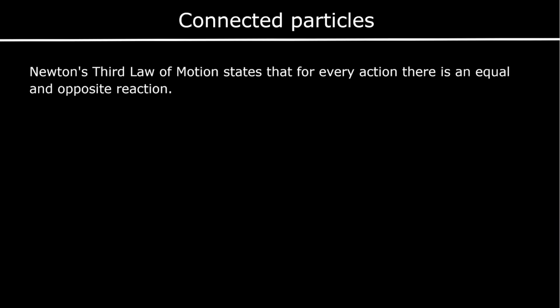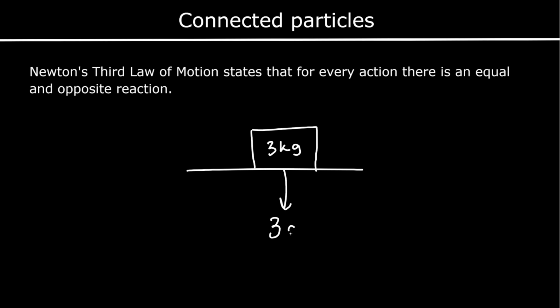Newton's third law of motion states that for every action, there is an equal and opposite reaction. So this is what I was talking about with the block on the ground. We've got a 3 kilogram mass, which means the weight is 3g, 3 times the acceleration due to gravity. But for the block pushing on the ground, there's an equal and opposite reaction. So the ground is pushing back on the block. So an equal and opposite force back on the block from the ground.